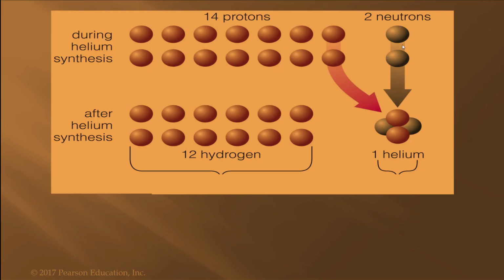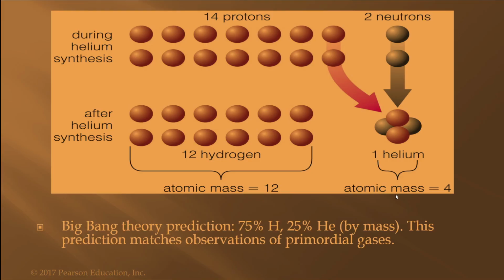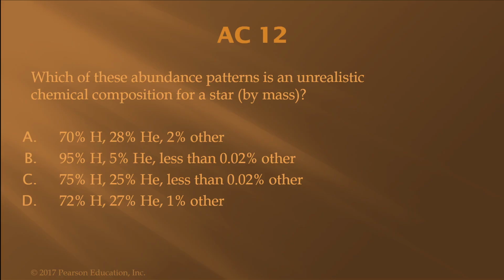So we have 14 protons and 2 neutrons end up forming our helium particle along with 12 extra hydrogen, or we could just say protons in the end. So overall, we still have 16 nucleons in both cases. And the result of this is that we expect from the Big Bang Theory that, by mass, we expect 25% of the universe to become helium and 75% to become hydrogen. And this prediction is in very good agreement with the observations that we've been able to make of the very high redshift universe.